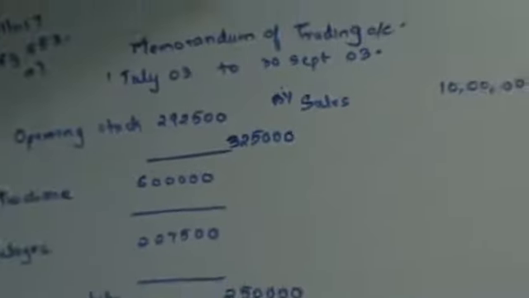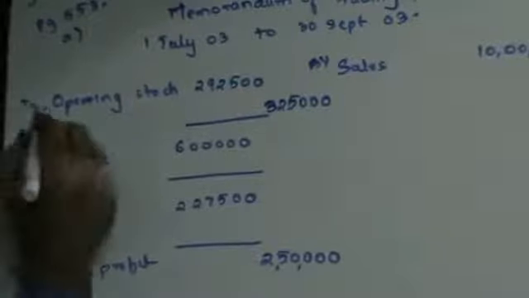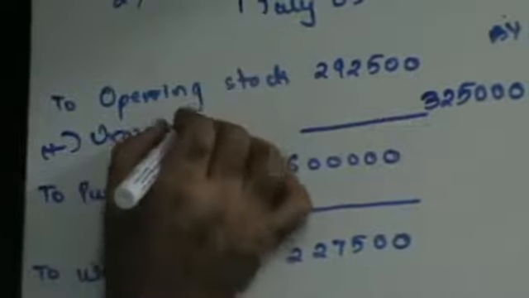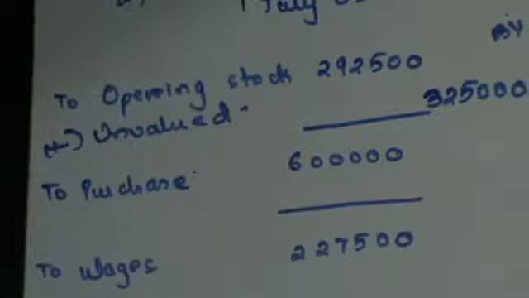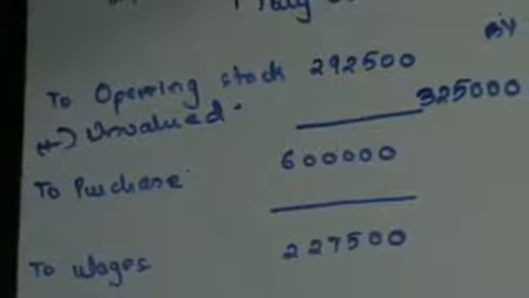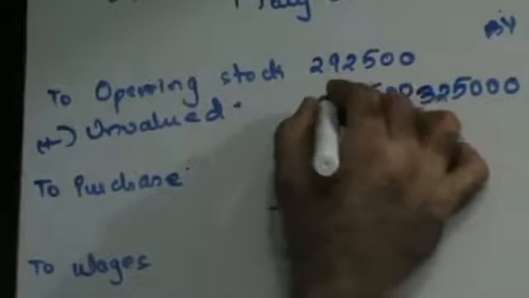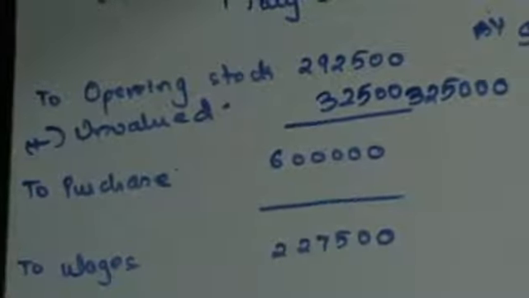Right? Yes, sir. That means my opening stock is 3,25,000. But how much have I actually recorded? I have recorded 2,92,500. That means stock had been undervalued. How much had it been undervalued by? 3,25,000 minus 2,92,500 is the extent to which stock was undervalued. So this is 32,500, right? Okay, let's move on ahead.